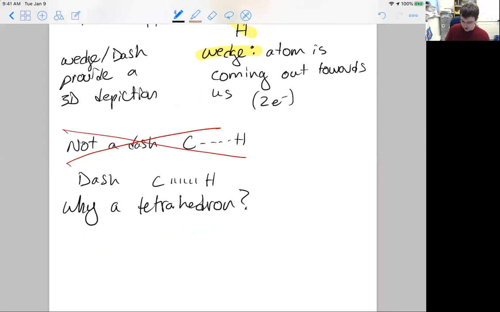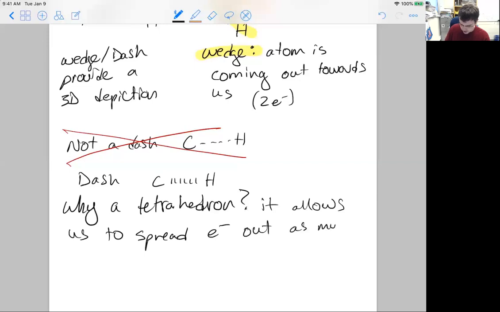But what it does is it allows us to spread electrons out as much as possible. Let's remember, electrons are negatively charged particles. When they're in bonds, they're localized to orbitals. We can only put 2 electrons into the orbitals. The reason why we can't put any more is because that's too much negative charge in the same region or volume of space. So what we need to do is spread those things out across several orbitals.